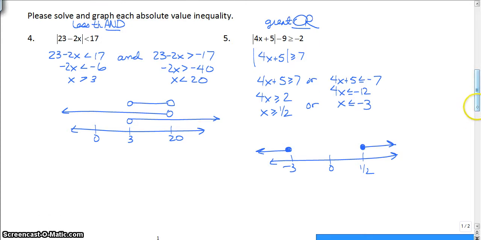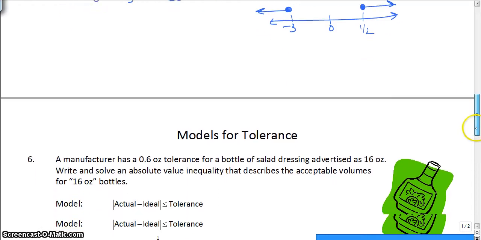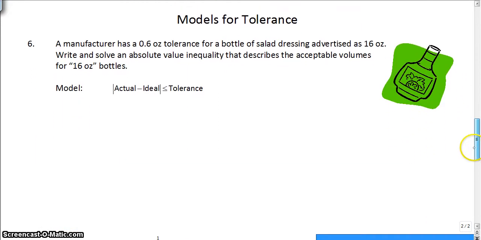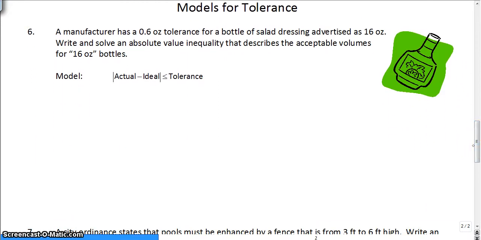Okay. Models for tolerance are going to be given to you on a quiz or a test, okay? So on your test next week, the actual minus ideal absolute value is less than or equal to the tolerance. That will be given to you. You will not have to memorize that equation.